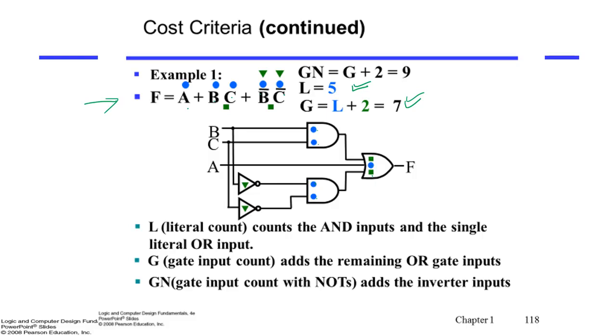Now if you say GN, it means these gate counts will be there along with the NOT gate count. So how many NOT gates? 1 and 2. So G plus 2, you will get 9 as GN. In that way you can compute literal count, gate input count, and gate input count with NOTs as well, right? So add your inverter gate count. So L, G and GN. Based on that we can decide which particular circuit is more optimized.